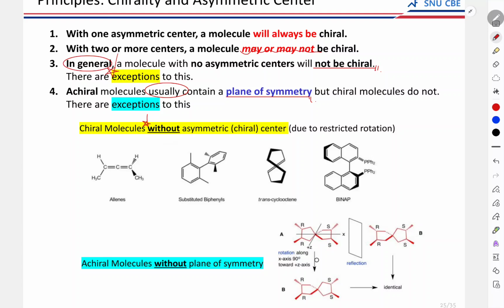Number 4, an achiral molecule usually, as I mentioned earlier in the slide, contains an internal plane of symmetry, but chiral molecules do not. This is a general statement, but there are still exceptions to this as well. Look down here at the blue highlighted case. This is still an achiral molecule, but it doesn't have any plane of symmetry. So there are exceptions to number 4.